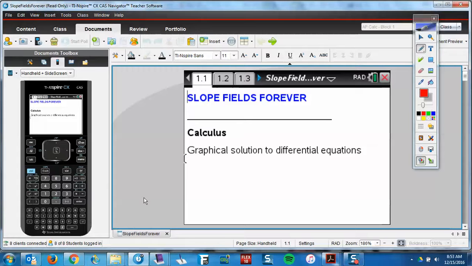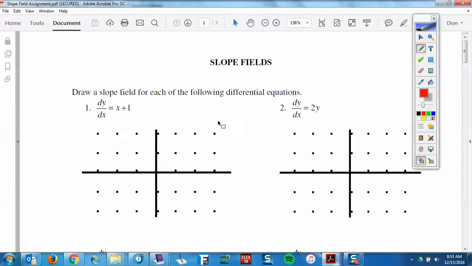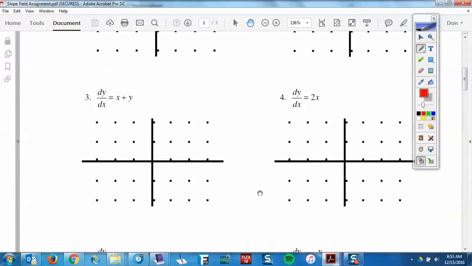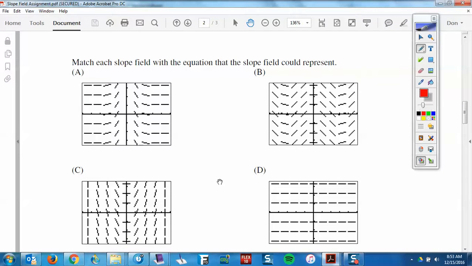Now, I've got 2 different worksheets for you today. Should be 3 pages on this one if it all stapled properly. Okay, so let's talk about this one first. On this one, you've got some slope fields to sketch, so that's going to take you a fair amount of time, so I'm going to give you some work time today.